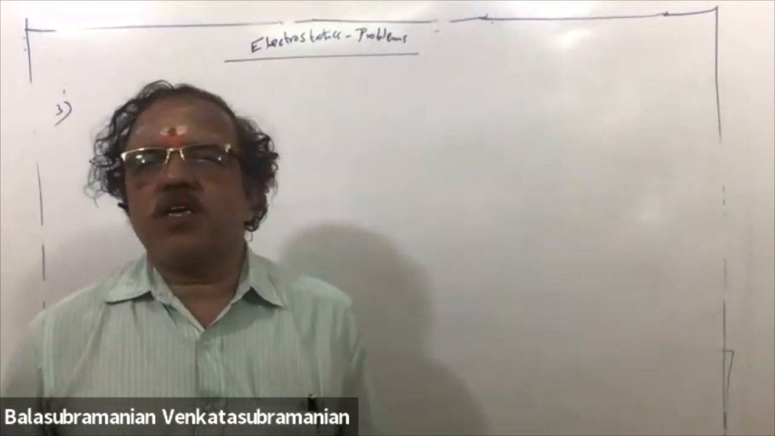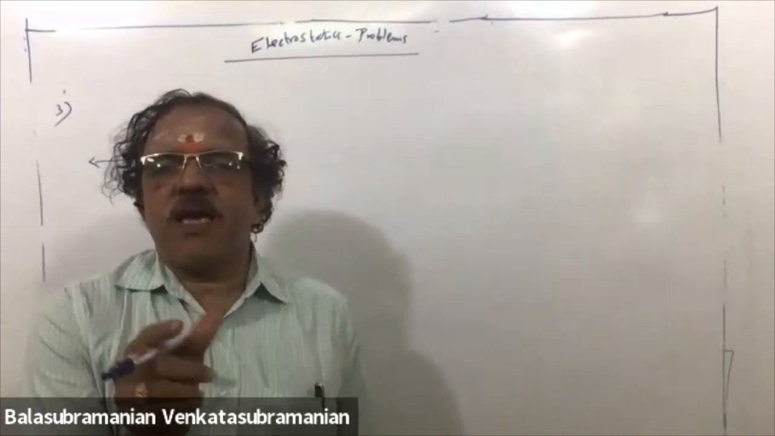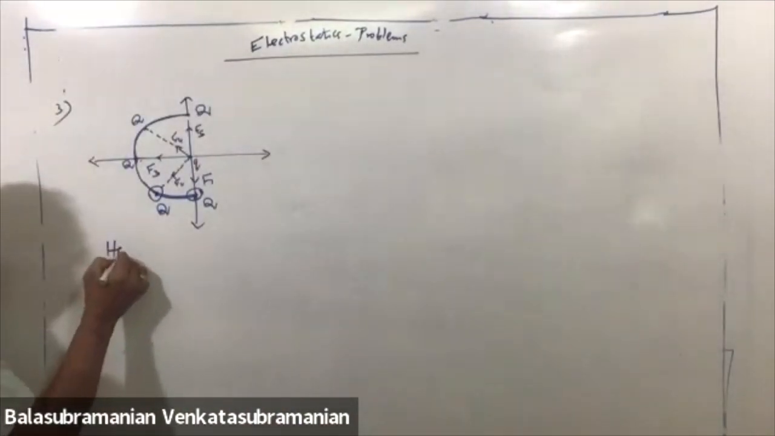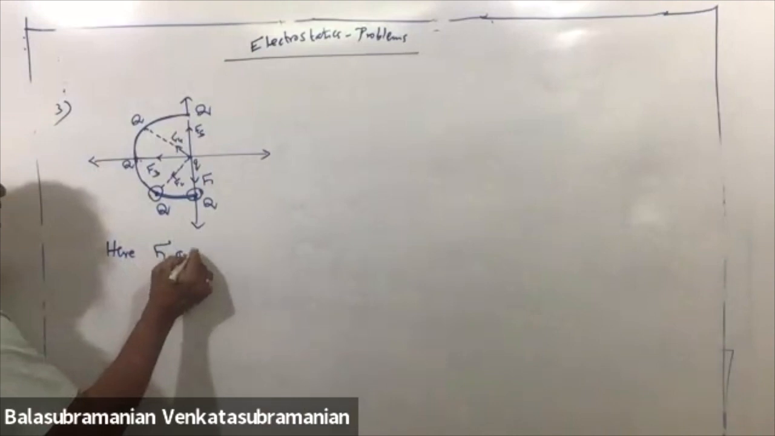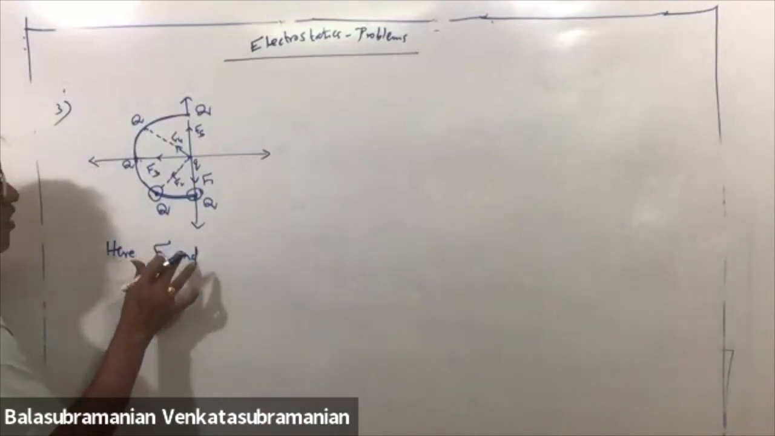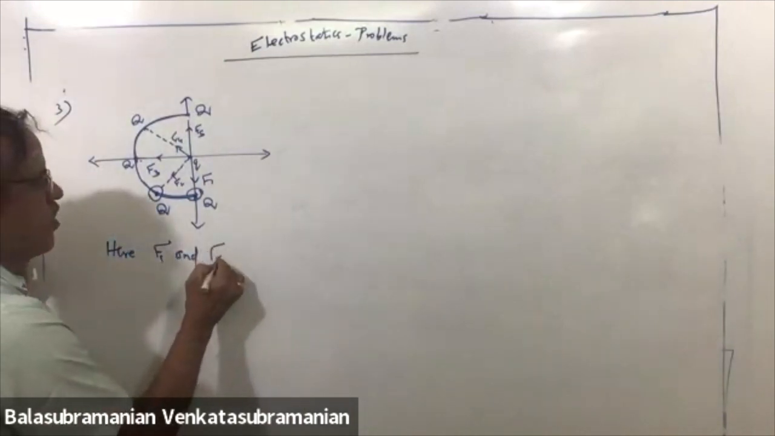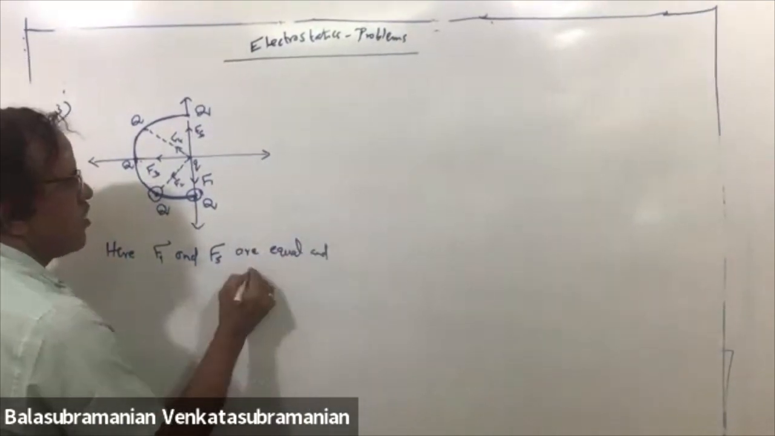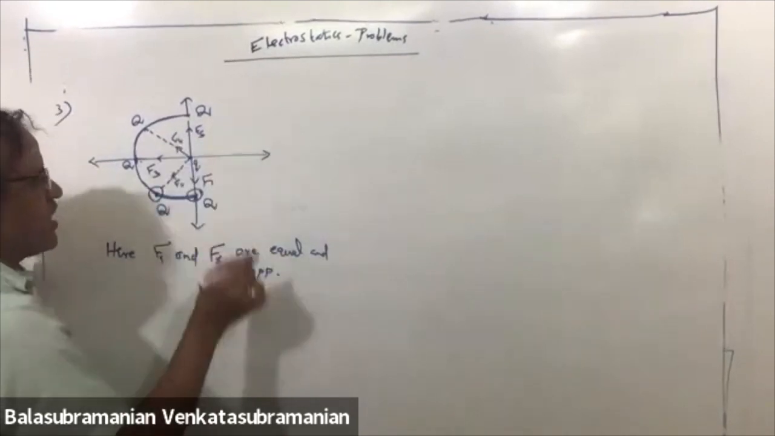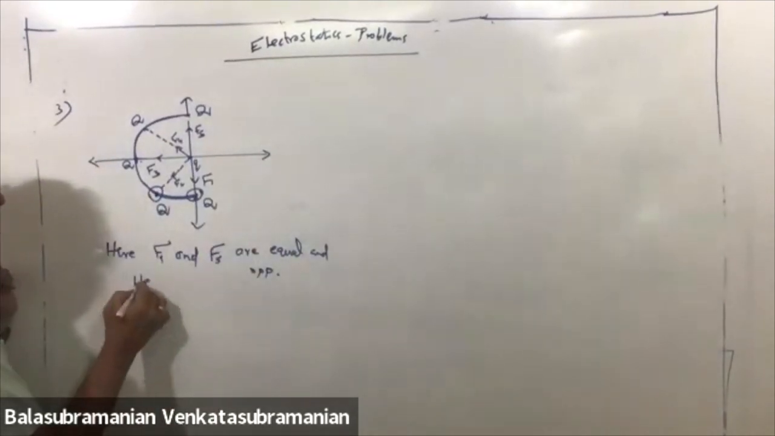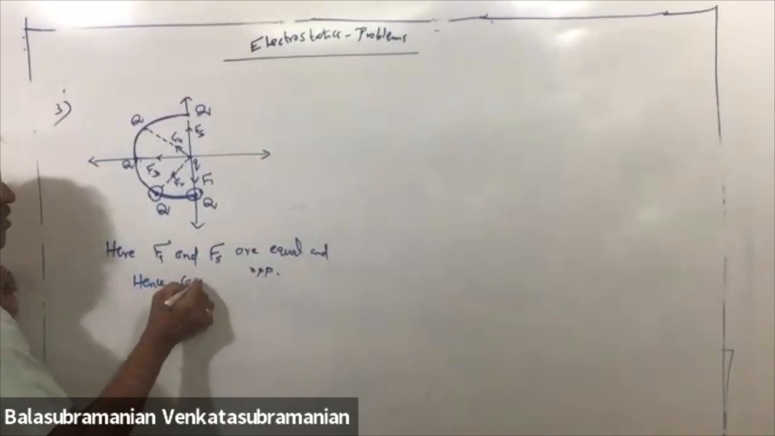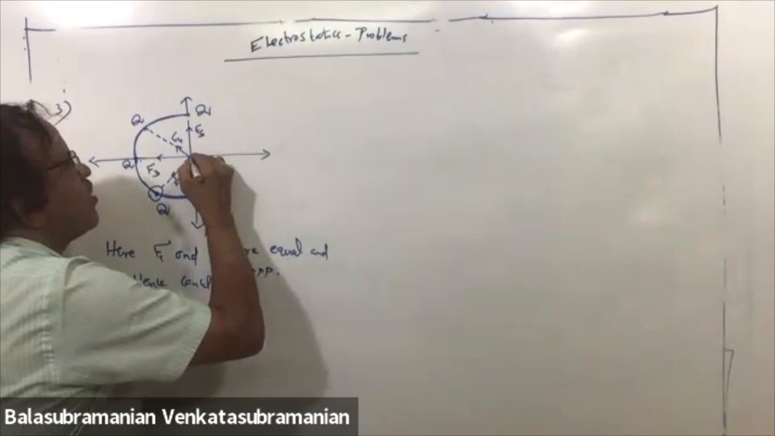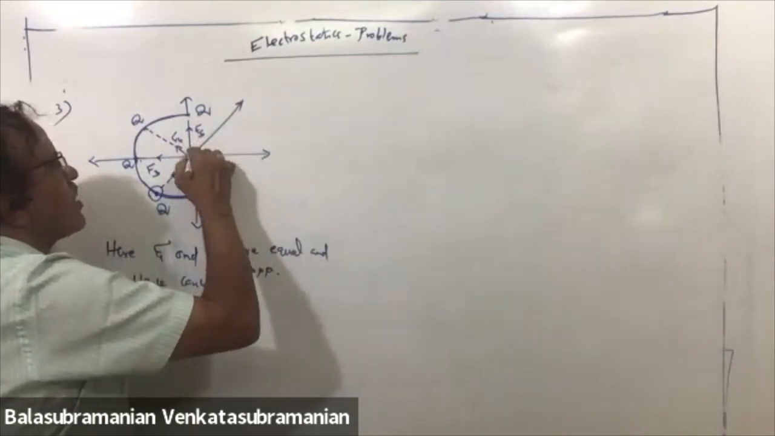Capital Q and small q, the product of the two charges is the same for all. That means here F1 and F5 are equal and opposite. Hence they cancel. F2 on one side, F4 on the other side.